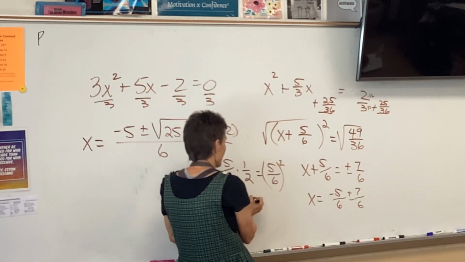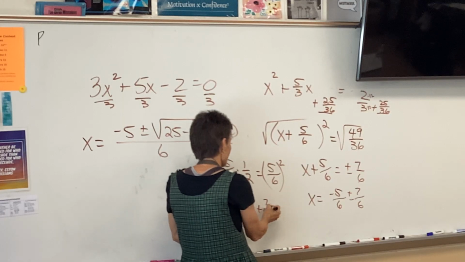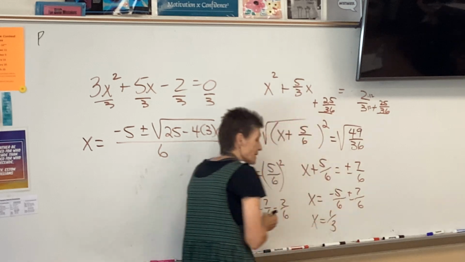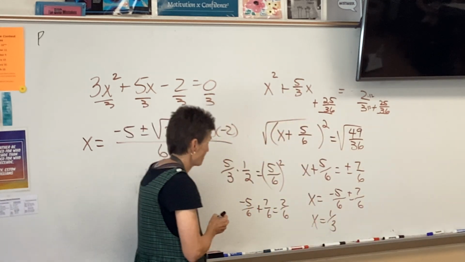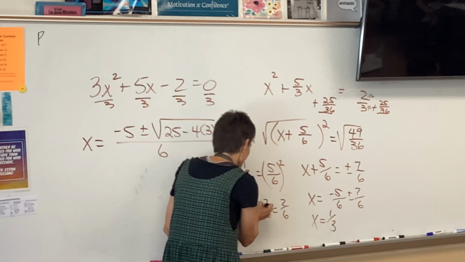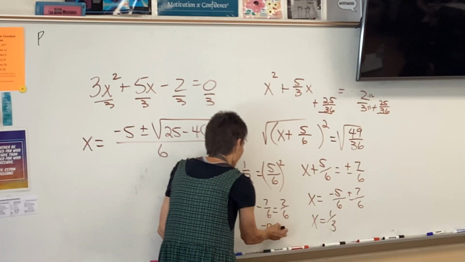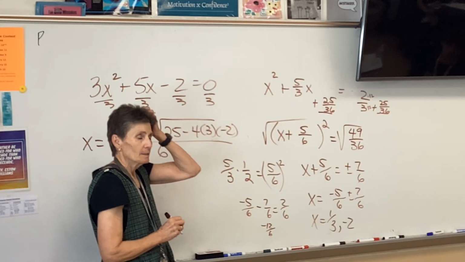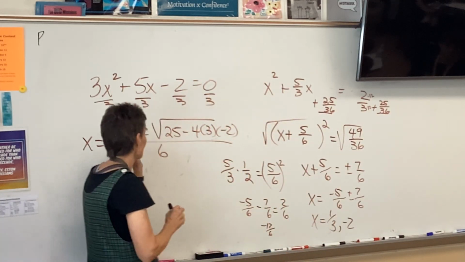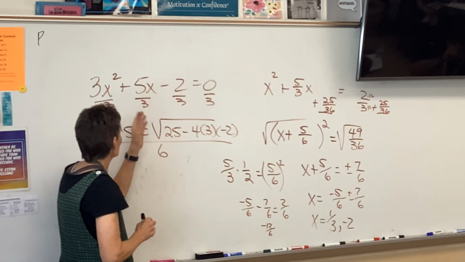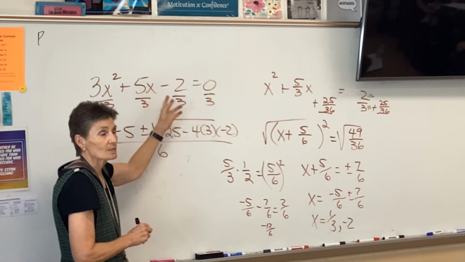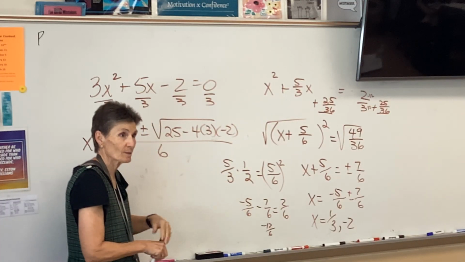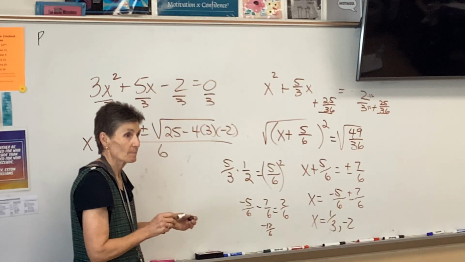So then I do negative 5/6 plus 7/6, which is 2/6. So one of my answers is 1/3. Then I do minus, so that would be negative 12/6, negative 2. Now that tells me, I never finished this, I didn't set this up, but that problem actually factors, so I could have done it by factoring too. But does that take care of your question? Is that the question? Okay.